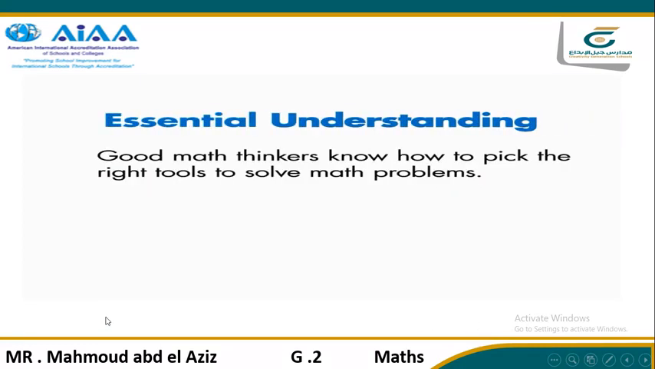The essential understanding for this lesson is: good math thinkers know how to pick the right tools to solve math problems. Previously, students used pictures and equations to solve addition and subtraction problems with unknown length measurements. They have also used various tools to measure length. Students continue to add and subtract lengths in this lesson, with a focus on choosing appropriate tools to help solve the problems.